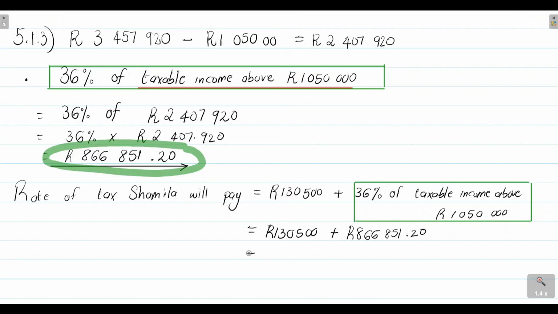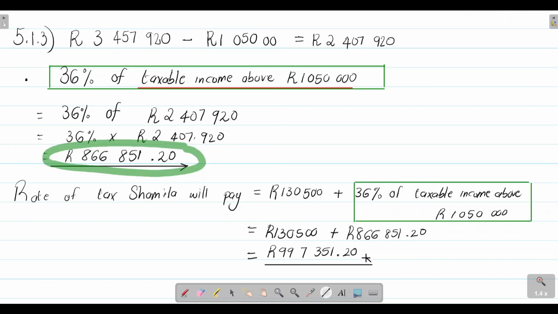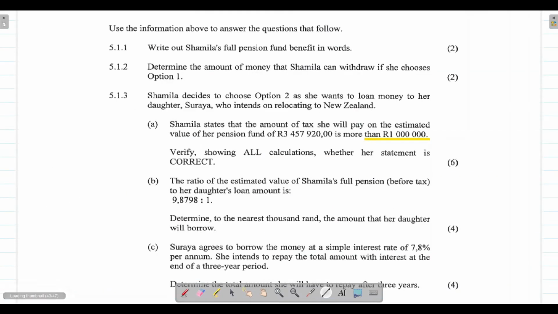Okay, so we're going to add that to the amount. And if you punch this into your calculator, then you'll find that the rate of tax that Shamila will pay if she takes her full pension fund will be 997,351.20 rand. Okay, so now we need to go back to the statement that she made.